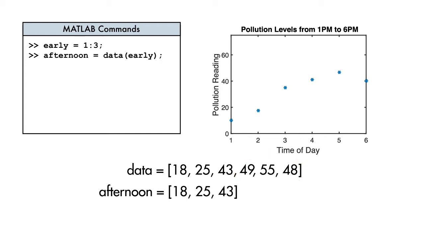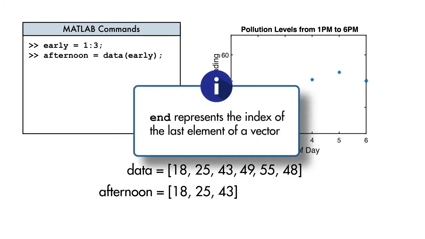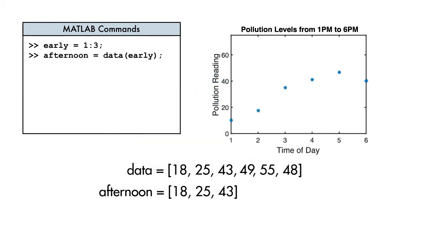This dataset is pretty small, but in many applications, we don't know the exact size of our dataset, only that we want to look at the last elements of it. No problem. We use the end keyword to reference the last index of a vector. We can even do arithmetic with the end keyword to access elements close to the end of a vector.